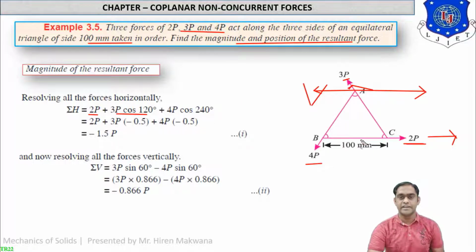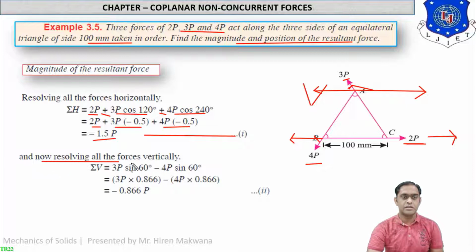So 3p cos 120. And similarly for the 4p, the horizontal component will go in the left direction at an angle of 60 degrees over here. If you want to take it positive, then it is 4p cos 240. Or simply, this is the complicated method, or you can directly take it as negative 3p cos 60 and negative 4p cos 60. Then you will get your answers. Here the angles are taken from the positive x-axis only. So the final answer of sigma H will be like this. You can get it by simplification on your calculator. So the final answer is 1.5p, and this is equation number 1.